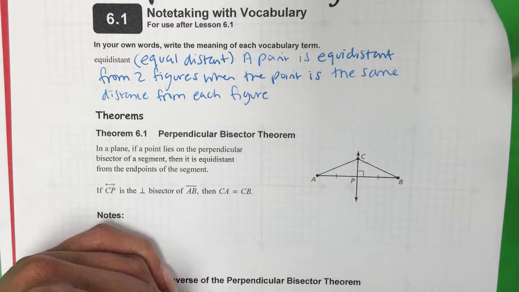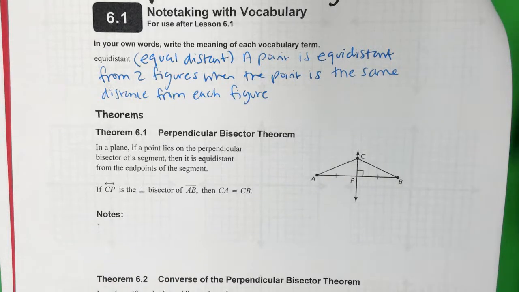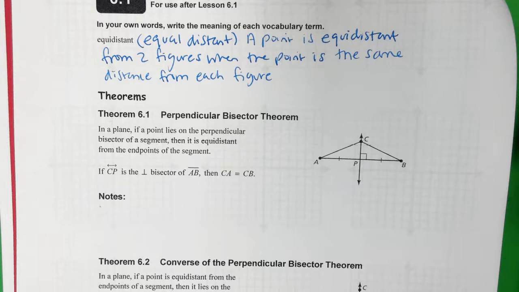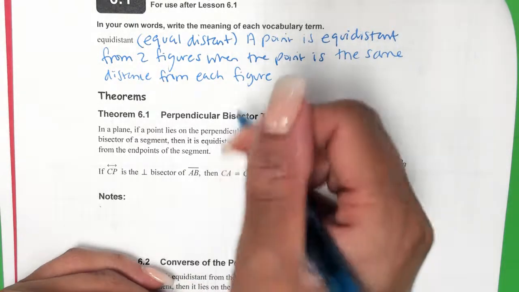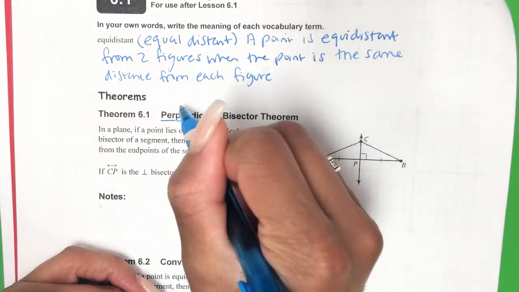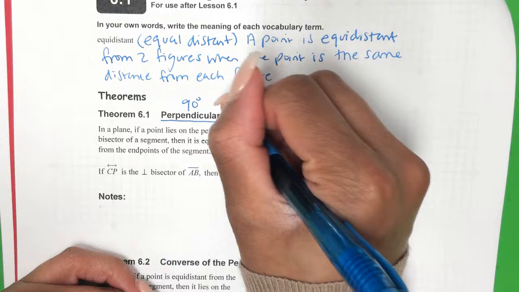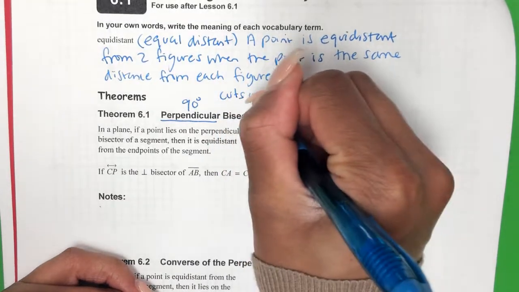So now we have four theorems that we're going to go through: perpendicular bisector theorem, the converse of the perpendicular bisector theorem, and other ones with angle bisector theorem and the converse of angle bisector theorems. So our first one is perpendicular bisector theorem. So remember, perpendicular creates a 90-degree angle or a right angle, and bisector means it cuts in half.